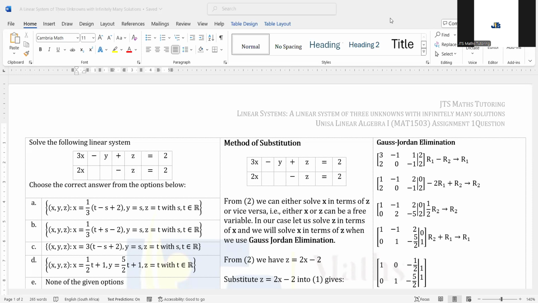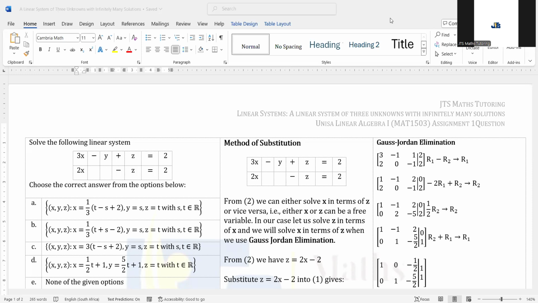Today, we are going to be looking at a linear system of three unknowns with infinitely many solutions from Unisa Linear Algebra 1 post assignment 1 questions. All right, let's get going.